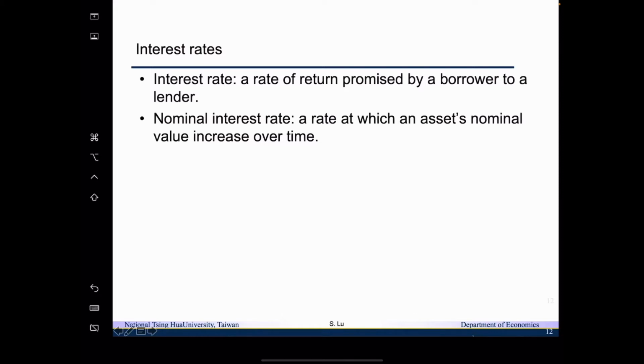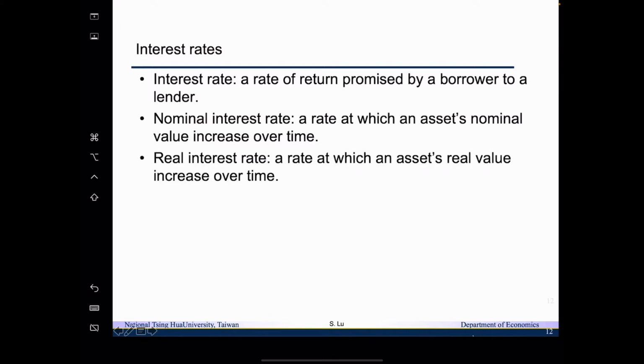The next type of the interest rate that we want to talk about is called the real interest rate. The real interest rate is the rate at which an asset's real value increases over time. Therefore, when you compare the two, the difference is that the nominal interest rate is about the changes of the nominal value, but the real interest rate is about the changes of the real value.